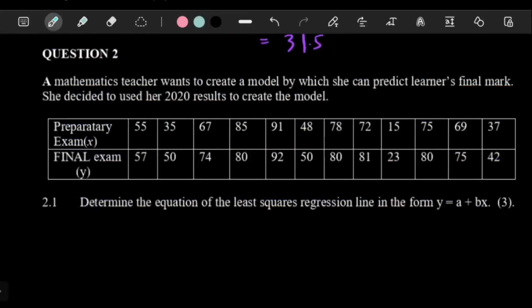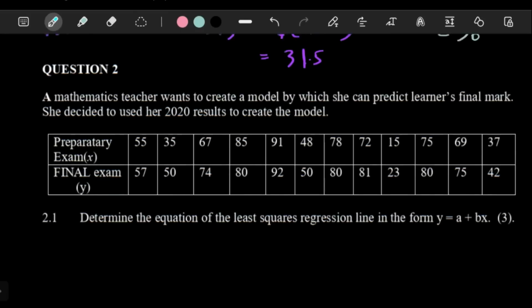Question number 2. This question paper, it's a mock-up prelim paper, right? And it's almost very much similar to the Limpopo mock-up prelim that I did a few days ago. But anyways, before I carry on blabbing, right?